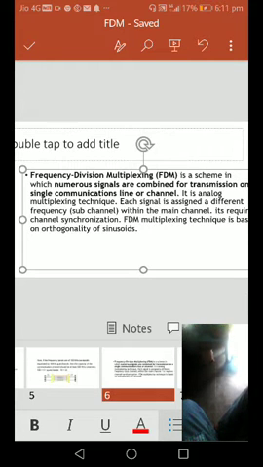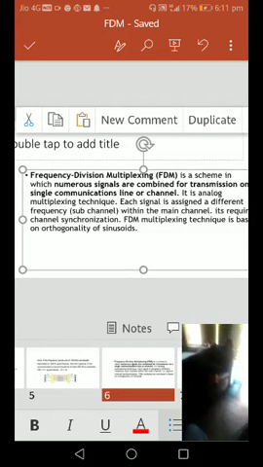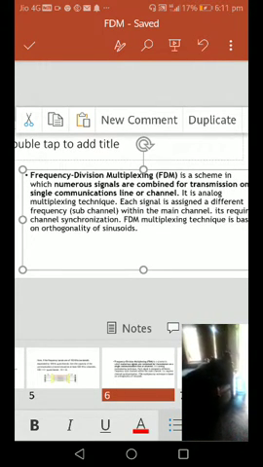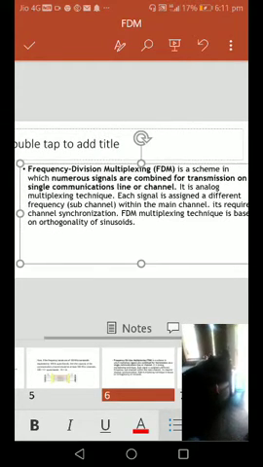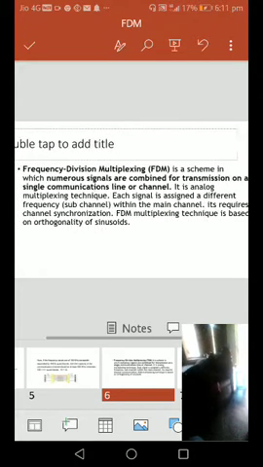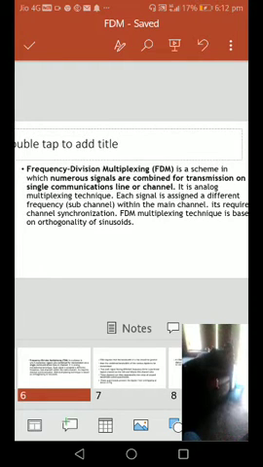It is an analog multiplexing technique. Each signal is assigned a different frequency, and each channel has a subchannel. Each subchannel occupies one frequency band within the main channel. It requires channel synchronization. FDM is based on the orthogonality of sinusoidal signals.